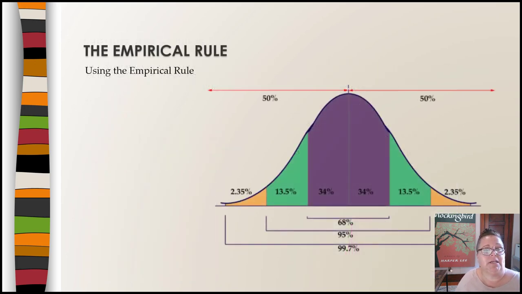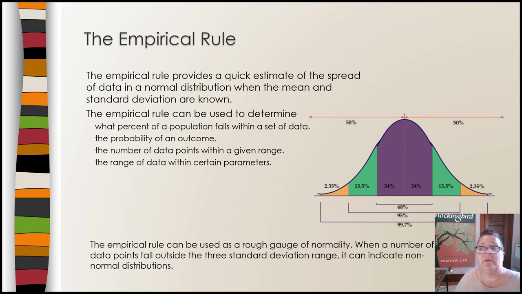Lastly, today we're going to look at the empirical rule, and we're going to do some things with it. So here I have a diagram of the normal curve broken down into the different sections for the empirical rule. The empirical rule provides a quick estimate of the spread of data in a normal distribution where the mean and standard deviation are known to you. The empirical rule is going to be used to determine what percent of a population falls within data, the probability of any given data point, the number of data points within a given range, and the range when given a certain number of parameters.